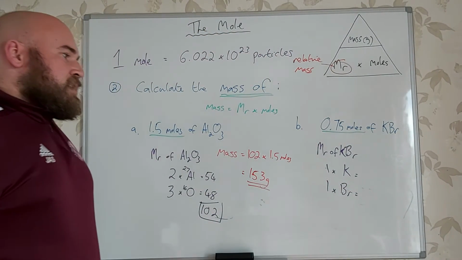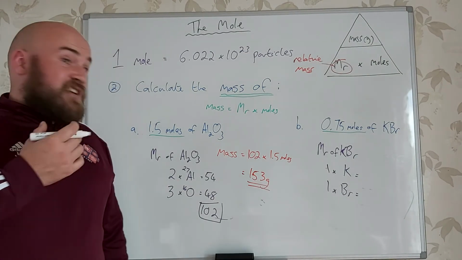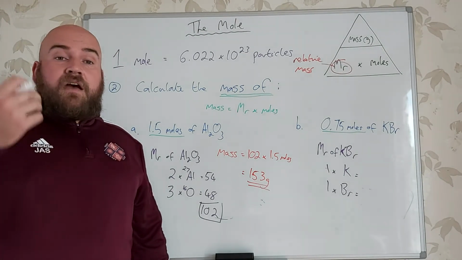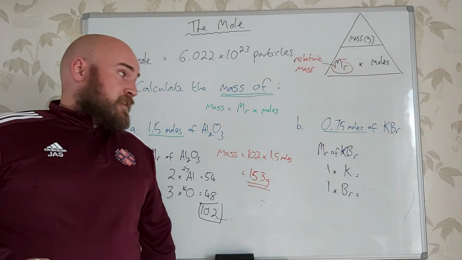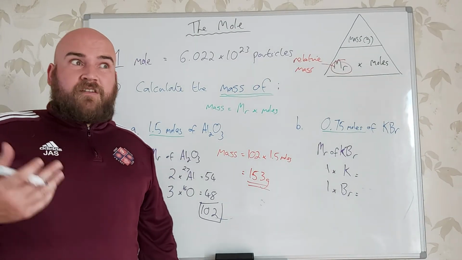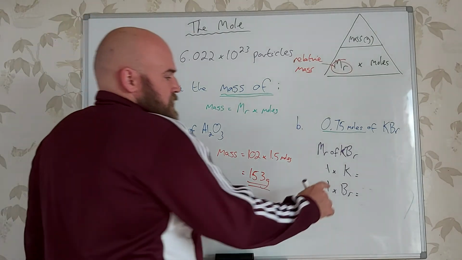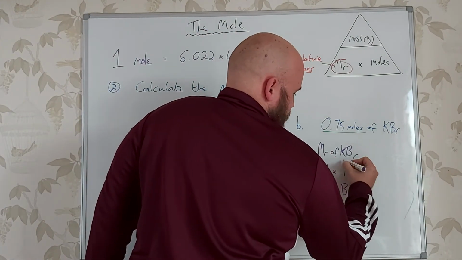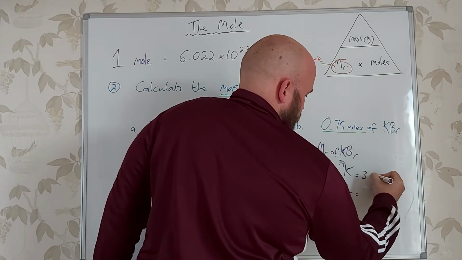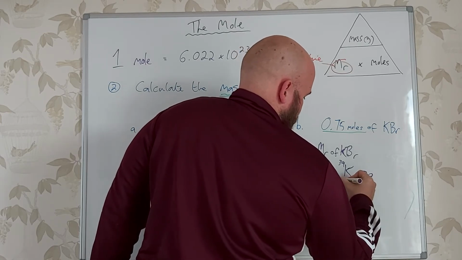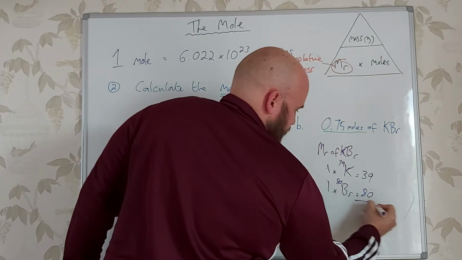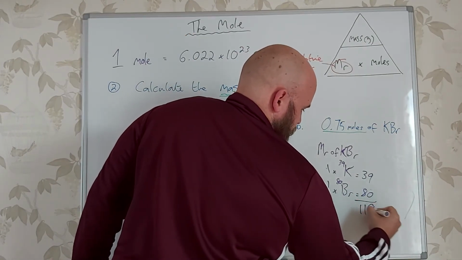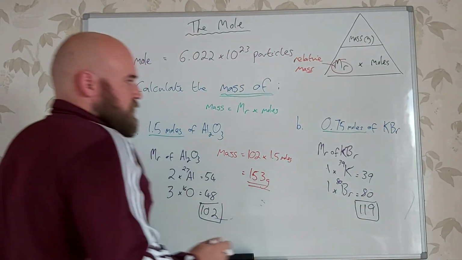Remember, within each compound, each element is represented by a fresh capital letter. So if you've only got 2 capital letters in a compound, there's only 2 different elements in it. So 1 K, check the periodic table, that's 39. 1 Br is 80. So 39 plus 80 is 119.